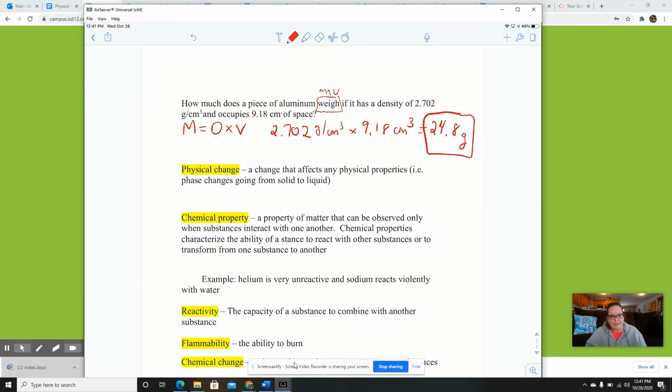Okay. So that's density. Those are some density problems for you. Then you'll have the opportunity to do some practice on that coming up. Okay, so let's move on here. Physical change. A physical change is a change that affects physical properties, most notably going from a solid to a liquid. A phase change is a physical change.